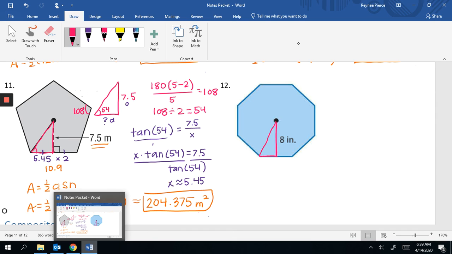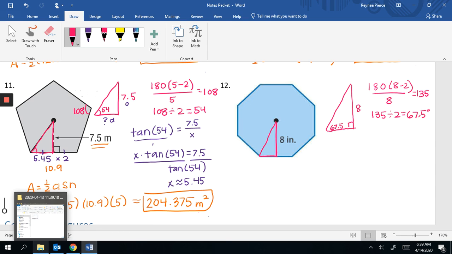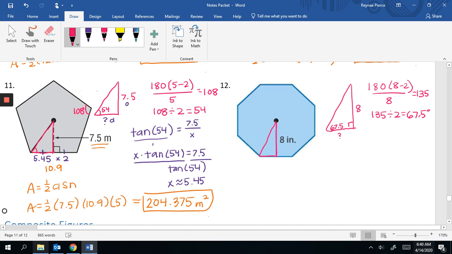So still start by finding the measure of one interior angle and cutting it in half. 180 times 8 minus 2 divided by 8 is 135. And 135 cut in half is 67.5 degrees. So that's this angle right here. Our apothem is 8. And we don't know what that portion of the triangle is right there.